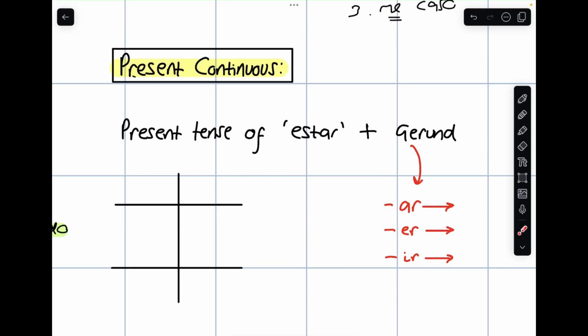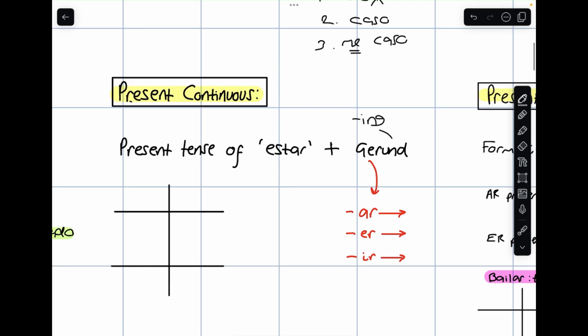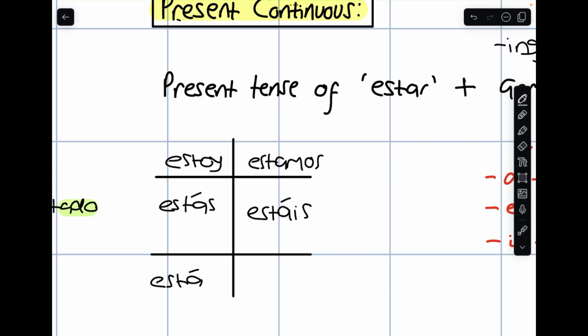So the pattern is we have a present tense of estar and the gerund. The gerund is just a fancy grammatical name for the ing part of the verb. For example, reading, sleeping. So the present tense of estar, as we've already seen, is estoy, estás, está, estamos, estáis, and están. That's the present tense of estar.